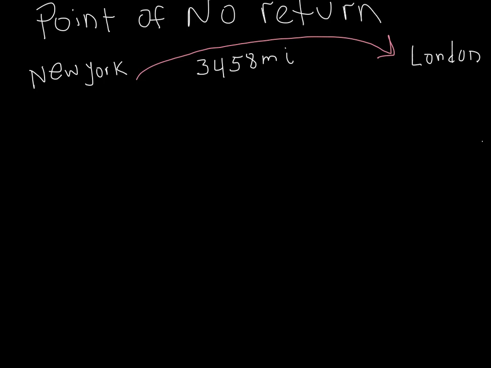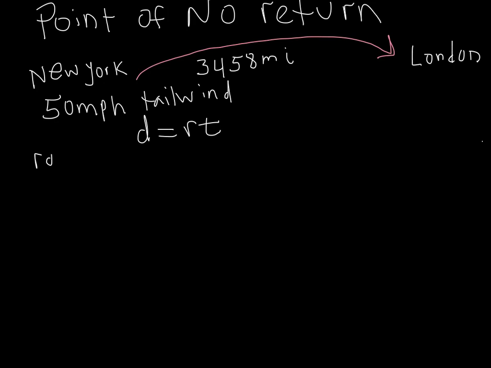Okay, so we know that it has a 50-mile-an-hour tailwind. We also know that we are dealing with a motion problem. Distance equals rate times time. We know that its rate in still air is 360 miles per hour.